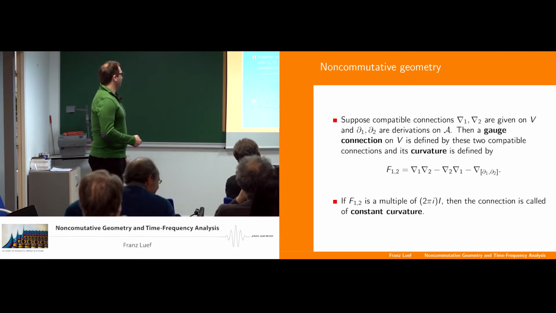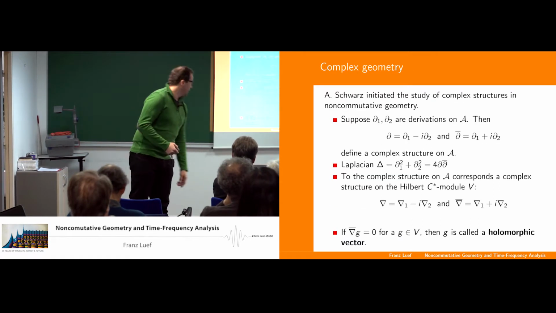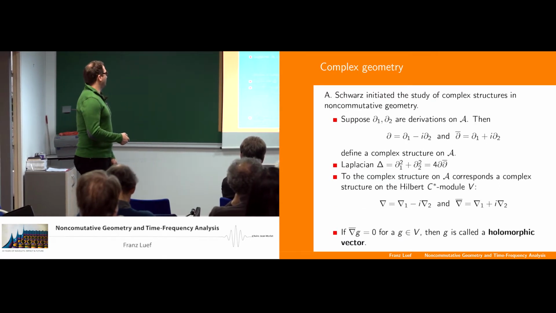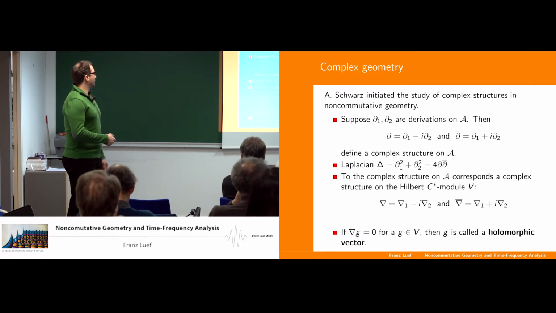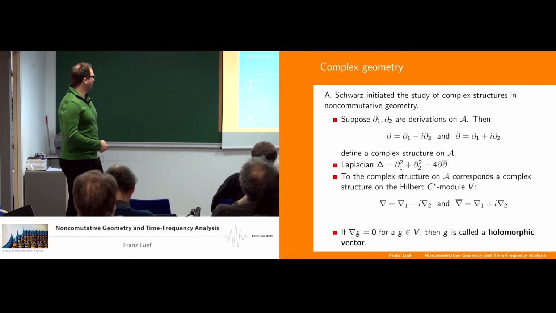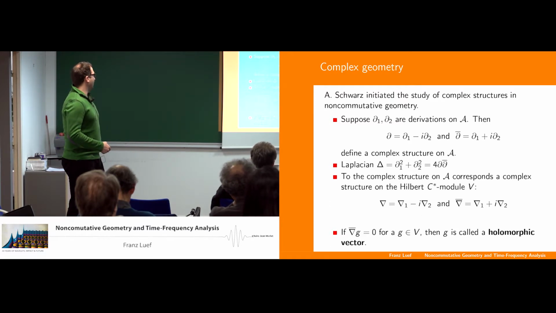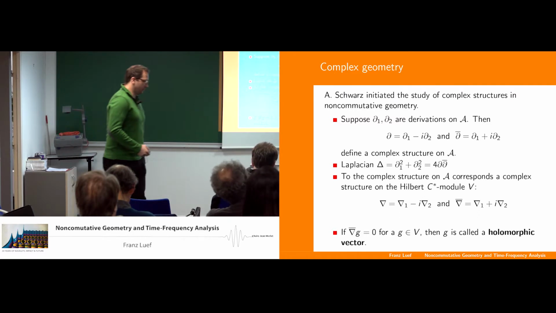If you have two compatible connections, then you can define the curvature. And if this is a multiple of the identity, you call it a constant curvature connection. Then you can move on and put a complex structure on it, like in complex analysis. You take d1 minus i d2, and d bar. Then you can look at what the Laplacian is, and you do the same thing. Every time you do something on the algebra, you also do it on the module structure. So you do the same thing for the connections. You get the connections nabla, nabla bar, and you call a vector holomorphic if nabla bar g is 0.